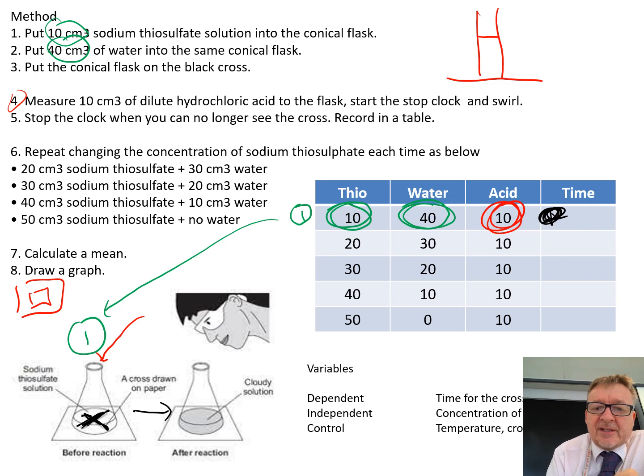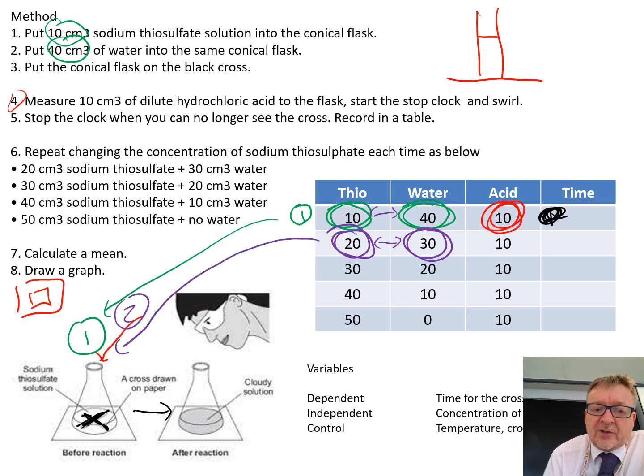This time, this is when you've got to really think about it, you're going to change the concentration of the sodium thiosulfate. So this time you'll use 20 of sodium thiosulfate and 30 of water, but your total volume is still exactly the same each time. That, experiment number two, goes into the conical flask. Then you add your acid, 10 centimetres cubed of acid, that doesn't change, start the stop clock, and then you write your time here.